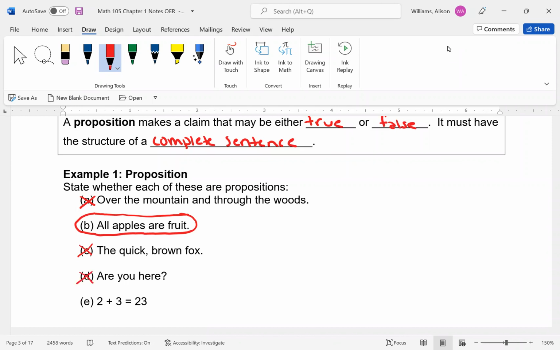"2 plus 3 equals 23." This is a mathematical sentence. And if you were to write it out in words, we would write that the sum of 2 and 3 is 23. And that is a sentence, and it has a true or false element. In this case, of course, it's false, but that then would qualify as a proposition.